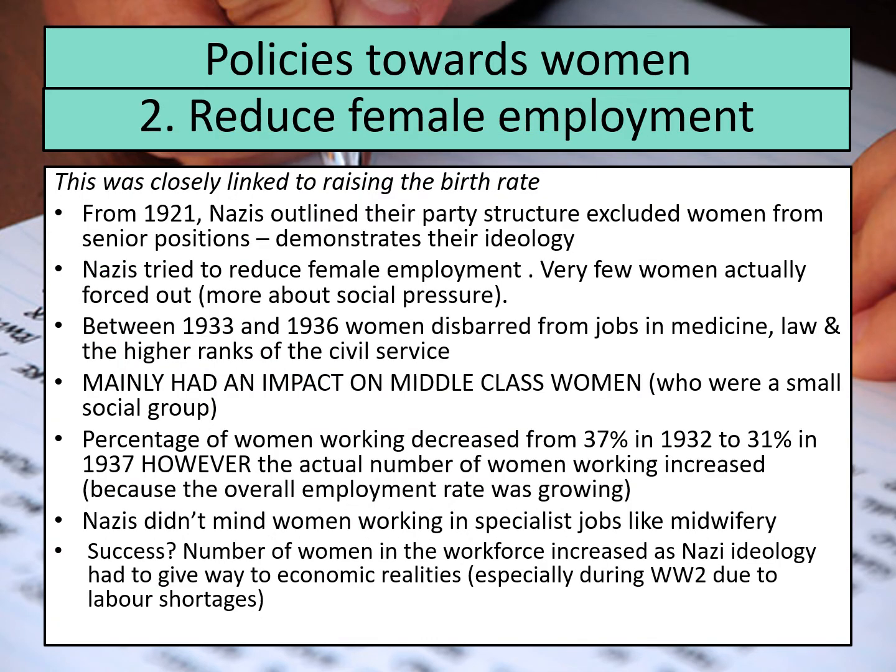The second Nazi aim was to try and reduce female employment, which has been closely linked to the idea of raising the birth rate, because if women didn't feel the need to work as much, then they might have a bigger family. Now, the Nazis made their ideas about women working clear from 1921, when they outlined their party structure, which excluded women from senior positions. They generally wanted to reverse the changes from the 1920s, where women were supposedly freer to have more access to jobs and equal opportunities.